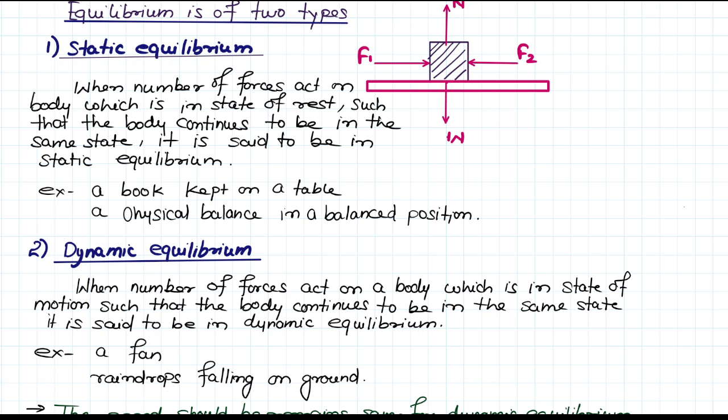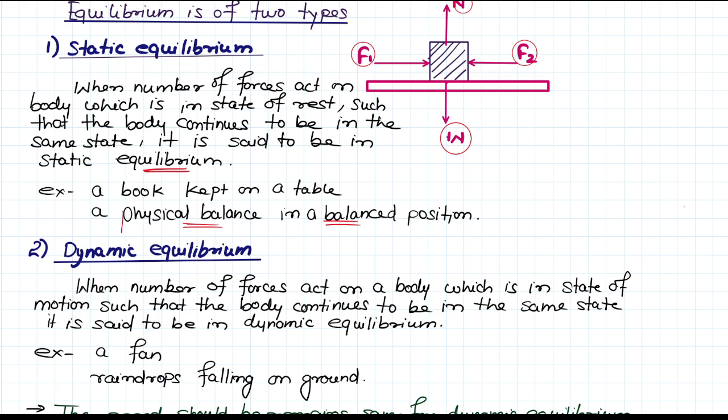Equilibrium is of two types. One is static equilibrium. As we discussed, rest and motion are the two parts. Static equilibrium: when a number of forces act on a body which is in a state of rest. Here this body is in a state of rest and we are applying a number of forces F1, F2 and W. When a number of forces act on a body at rest such that the body continues to be in the same state, it is said to be in static equilibrium. Example, a book kept on a table, and a physical balance in a balanced position.